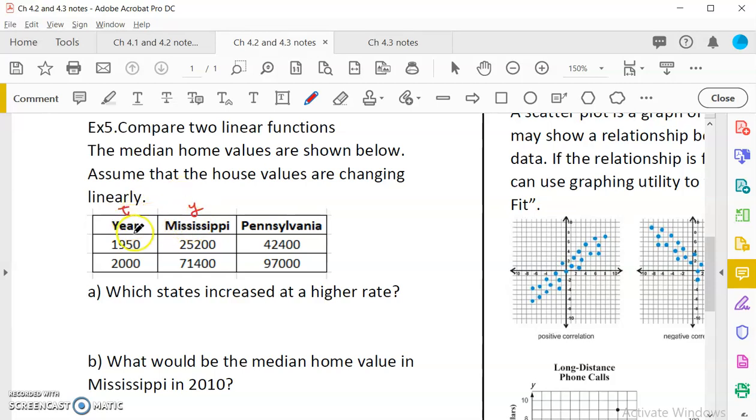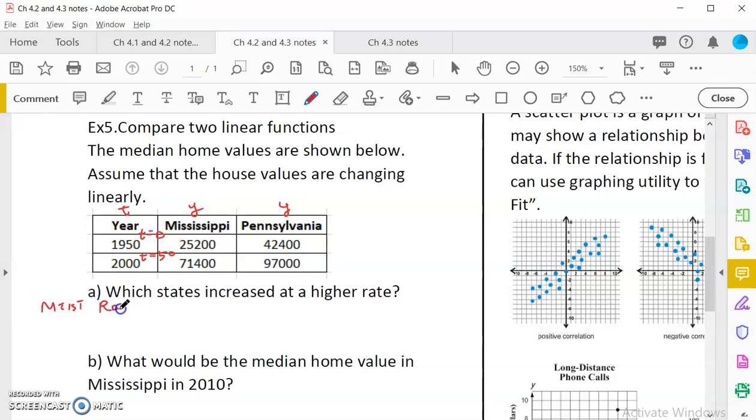So this is for Mississippi, and usually we do not use the year number as our T. We would say this is counted as T equal to 0, the initial number, and then this would be T equal to 2000 minus 1950, which is 50 years. So we have 2 T's and 2 y's. So this is one set of data. And then for Pennsylvania, we have another set. We use the same T, but another y, right? So this is for that. Which state increased at a higher rate? So that means they ask us to find the rate of the first one, Mississippi.